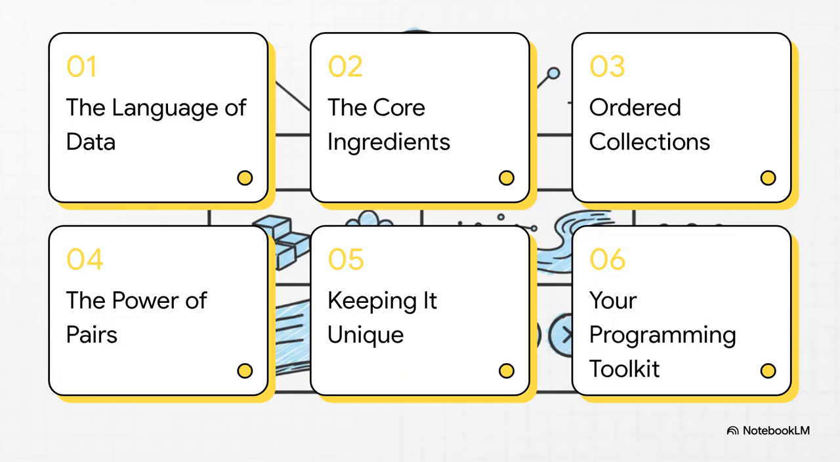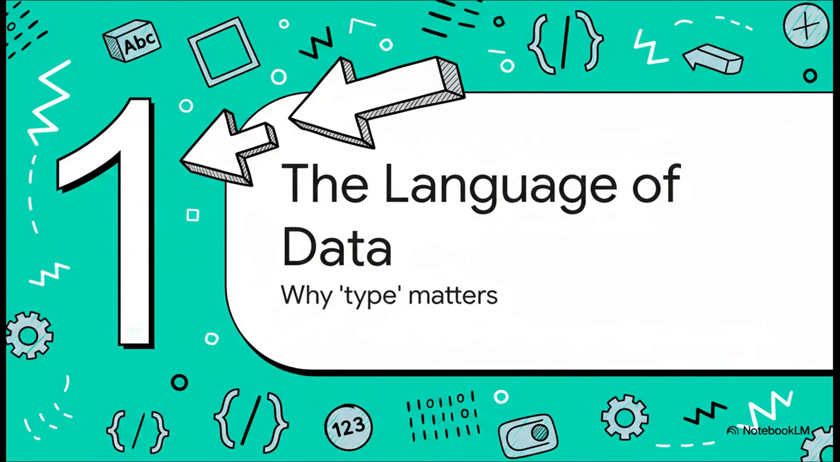So here's our game plan. First, we're going to talk about why this stuff even matters. Then we'll get into the core ingredients, the absolute essentials. After that, we'll look at how to keep things in order, how to find stuff in a flash using pairs, and how to make sure everything is one of a kind. And then we'll lay out our entire toolkit. Ready? Let's jump in. All right, kicking things off with section 1, the language of data.